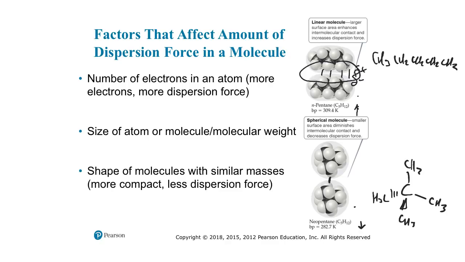So the more electrons in an atom, the more dispersion force. The size of the atom or the shape of the molecule can play a role. If we compare pentane with hexane, so you add a carbon, the boiling point is going to go up. If you compare C5H12 with the same type of structure as C6H14, the boiling point of the C6H14 will be higher than the boiling point of the C5H12. So the shapes of molecules play a role. The linear molecule has a greater boiling point than the more compact, ball-shaped molecule like neopentane.